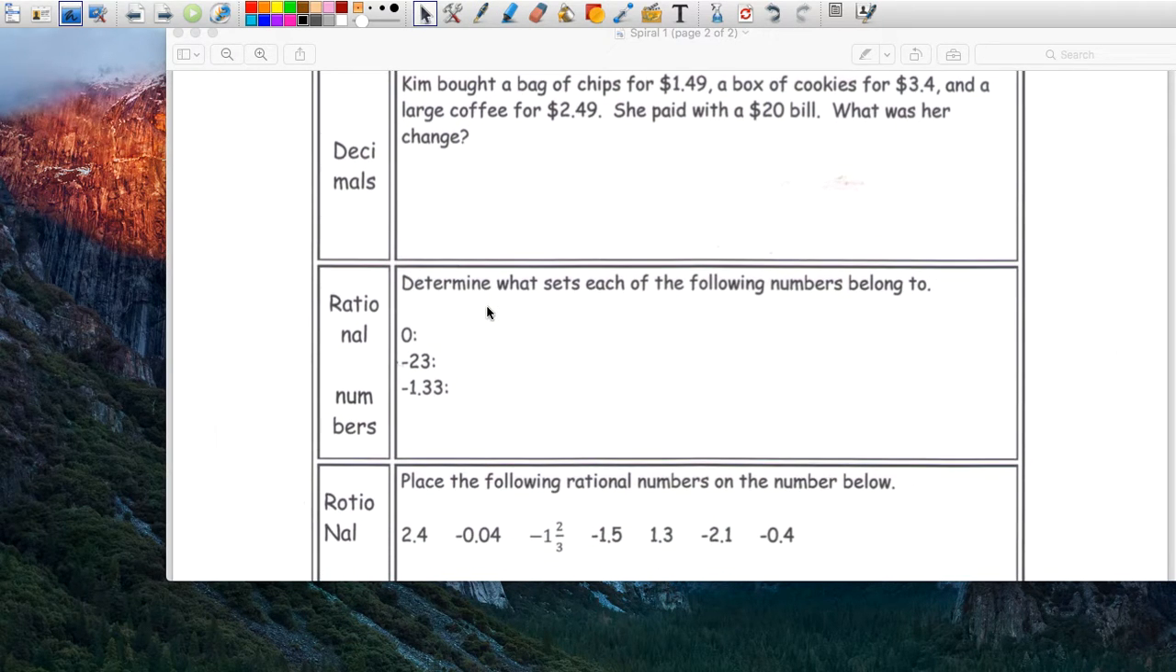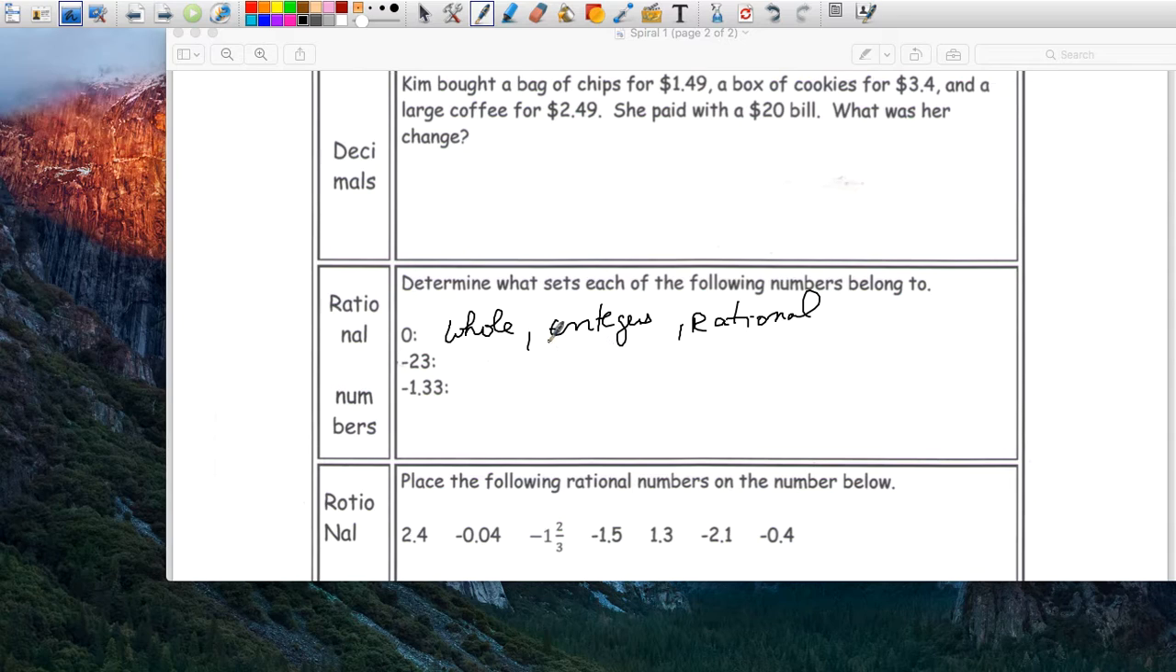Determine what sets each of the following numbers belong to. Well, it's rational. It does not belong to the counting numbers. Okay, remember the counting numbers start at 1, but it belongs to the whole numbers. It belongs to the integers. And it's rational. Okay, so we don't have to write decimals and fractions. Let's just keep decimals and fractions in the rational.